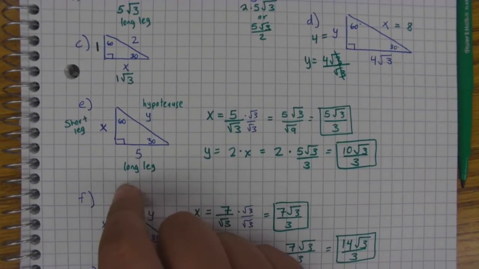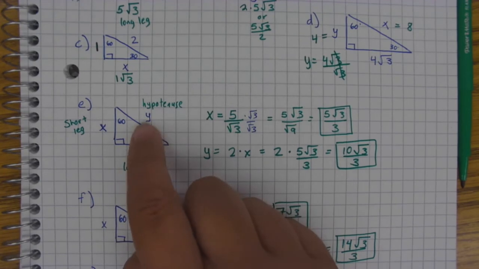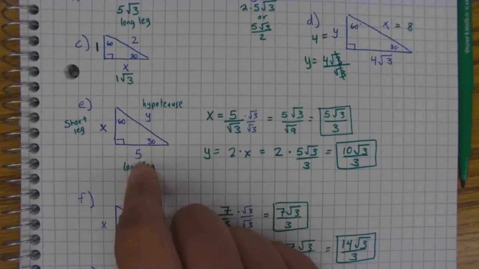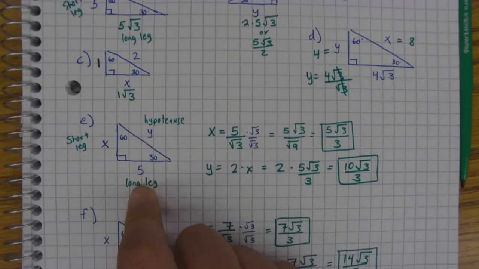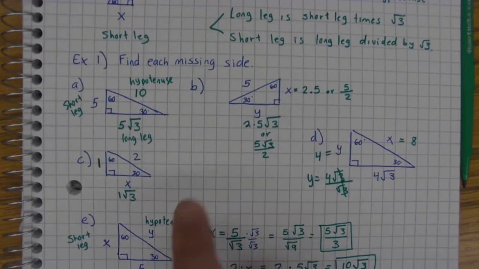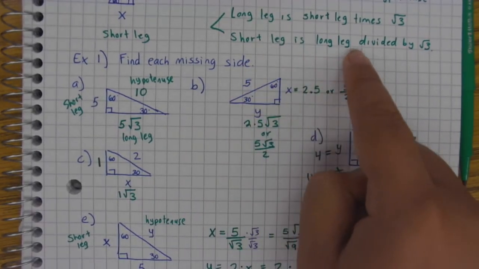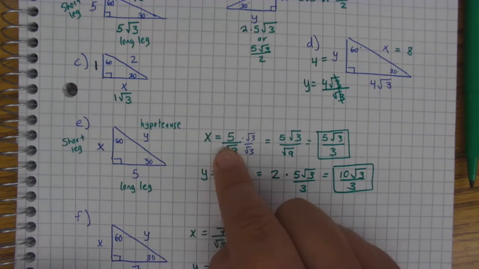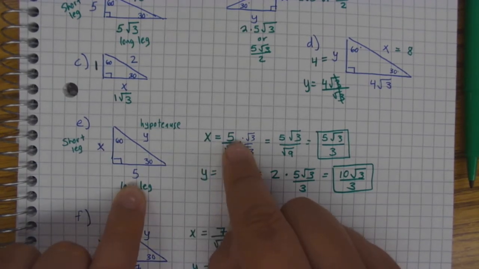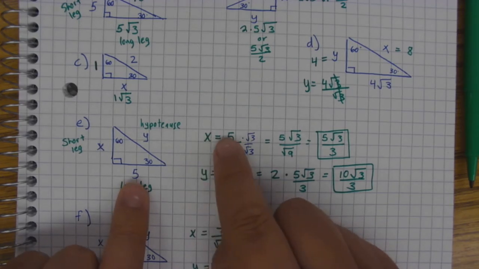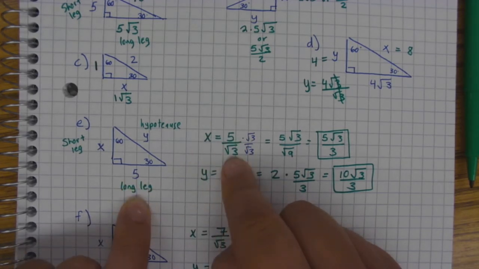Letter E, okay? You want to find the hypotenuse and the short leg, and you know the long leg is 5. Here we're going to have to do a little work. We know that the short leg and the long leg are related. The short leg is the long leg divided by square root of 3. So x has to equal the long leg, 5, divided by the square root of 3.